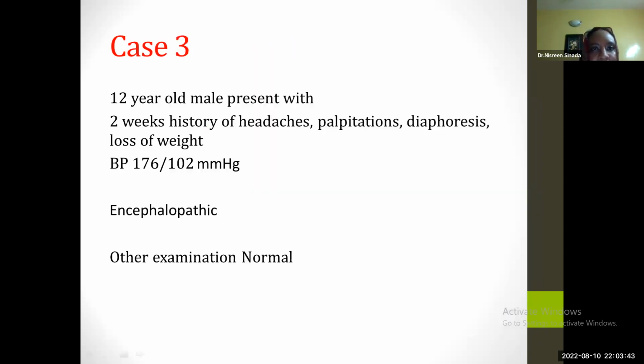Case 3, this is a 12-year-old child. The child presents with a 2-week history of headache, palpitation, diaphoresis, loss of weight, and blood pressure 176/102, encephalopathic, and other examination is normal. What is your thought? Anyone can write in the chat box.